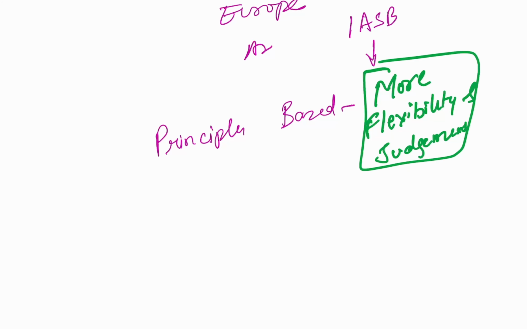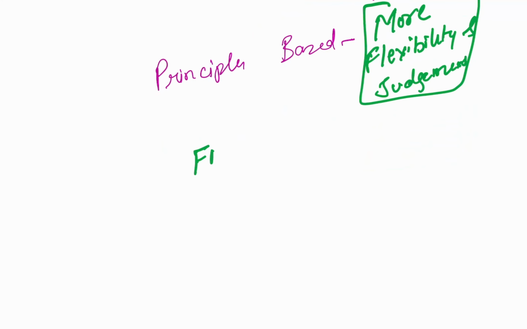But US GAAP is mainly used in the United States and is issued by FASB. FASB stands for Financial Accounting Standards Board. And these standards are rule based. Rule based means they have defined rules for each and everything. They are more strict and more detailed. Are you clear with this? Okay, let's move ahead.